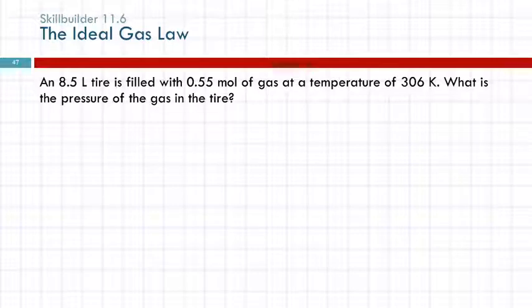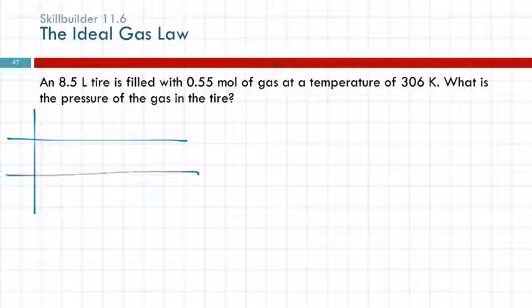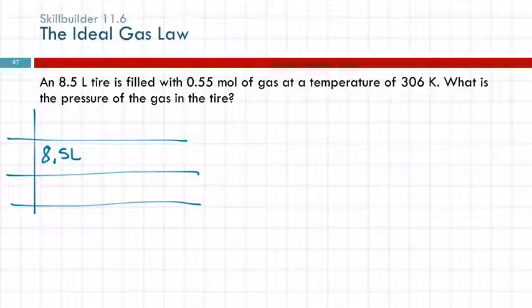Let's do another one. An 8.5 liter tire is filled with 0.55 moles of gas at a temperature of 306 Kelvin. What is the pressure of the gas in the tire? Do you want to do the table or do you want to do the other way? Table? So, we've got a gas problem. We're going to make a table. We've got 8.5 liters. And that's a volume because liter is a unit of volume.